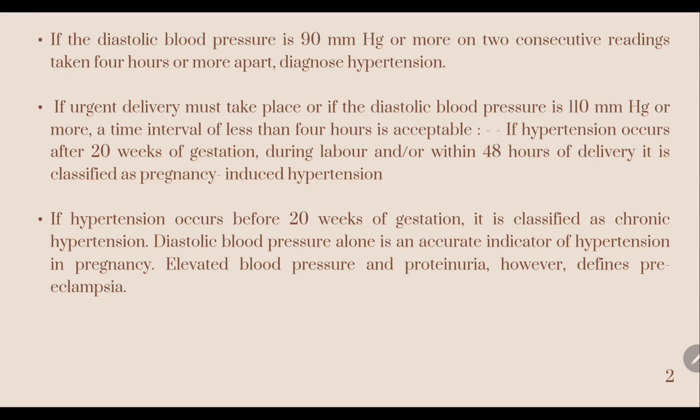If the patient is having high BP recording before 20 weeks of gestation, it is considered to be chronic hypertension. And then we have another term known as preeclampsia. Preeclampsia is when the patient has elevated blood pressure, and along with that the patient has proteinuria. Then we have a term called eclampsia, where the patient has severe symptoms.